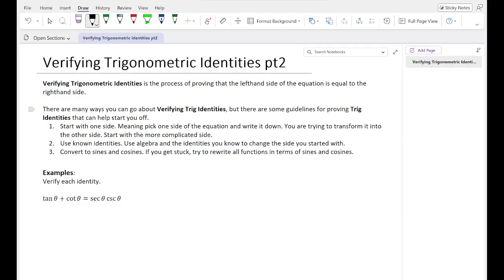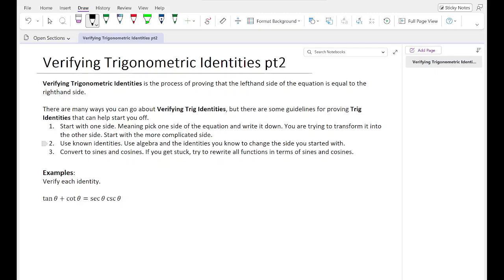First, you should start with one side, meaning pick one side of the equation and write it down. You are trying to transform it into the other side, and again, it may be counterintuitive, but you should always start with the more complicated side. The more complicated side usually gives you more options than the simpler side.